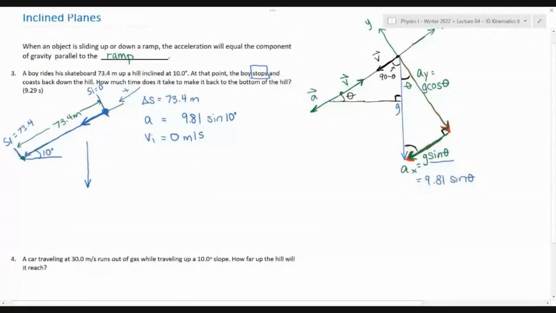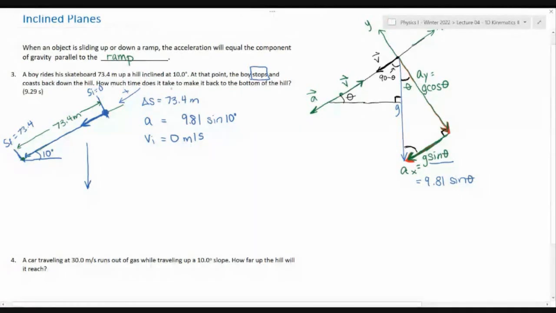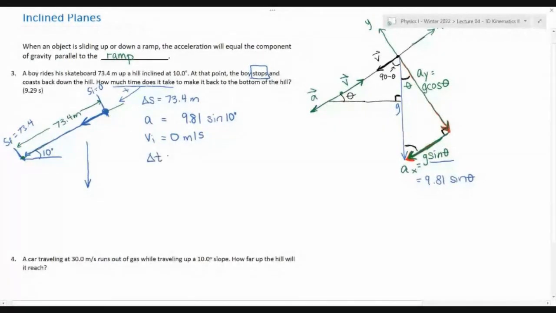So we know delta S, we know acceleration, we know V initial, and we're looking for how much time it takes. So we're looking for delta T. That's our question mark. We don't need VF. That's right. The question doesn't ask for VF, so that's the one we don't need to know, so we're going to use the equation that doesn't have it.